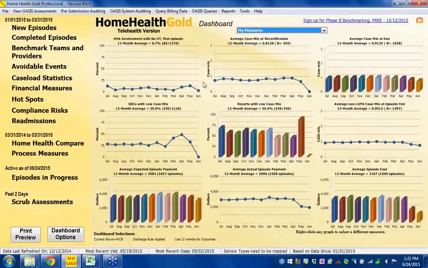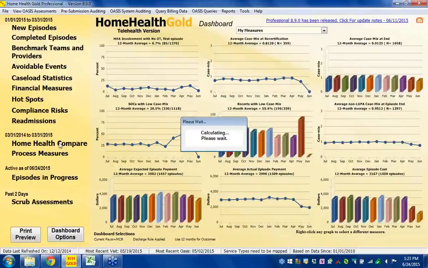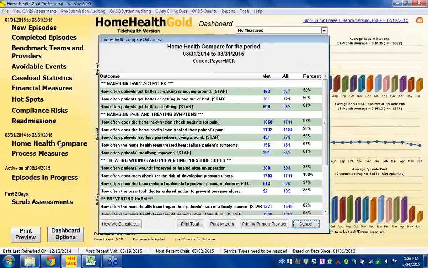The other change that CMS has made is with their home health star reporting. And the way we've dealt with that is by adding a note to the measures that are included in that home health care star measurements or metrics. And we've done that simply by putting a little star next to the important measures, or the measures that are used to compare you to one another.